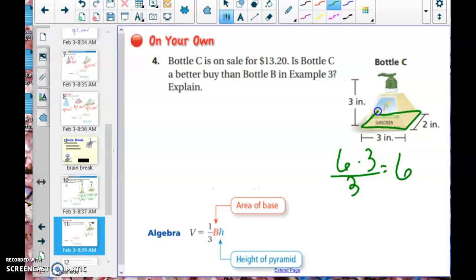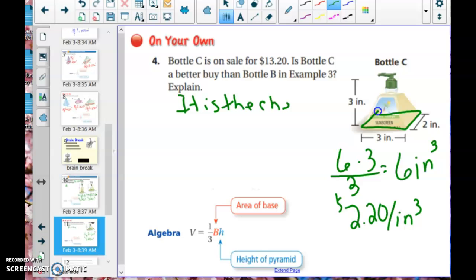So then to find out how much it is per inch cubed, I'm going to take my price, $13.20, and divide it by 6. And so this one you're paying $2.20 per inch cubed. So this one is actually the better buy because it's the cheapest of the 3. And it makes sense because you're getting the exact same volume as you were in bottle B, but you're paying a lesser amount, so that's why this one is the better deal.